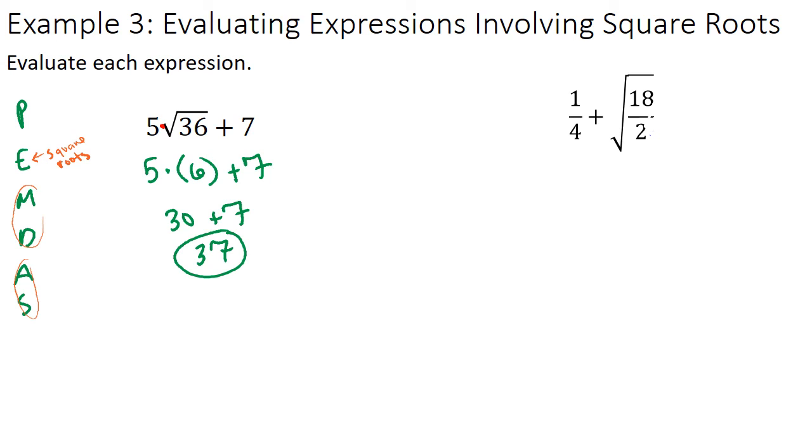So we do 18 divided by 2. When we do 18 divided by 2, what we're actually going to end up with is 1/4 plus the square root of 9. When we have the square root of 9, then we know, hey, that's just going to be 3. So we're going to say 1/4 plus 3, which is going to be 3 1/4. Now, if we want to rewrite this into an improper fraction, we're going to end up with 13/4.